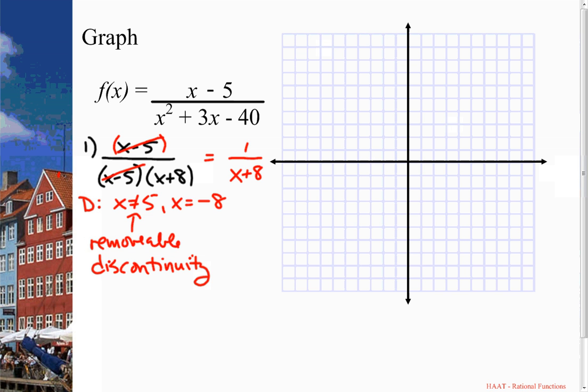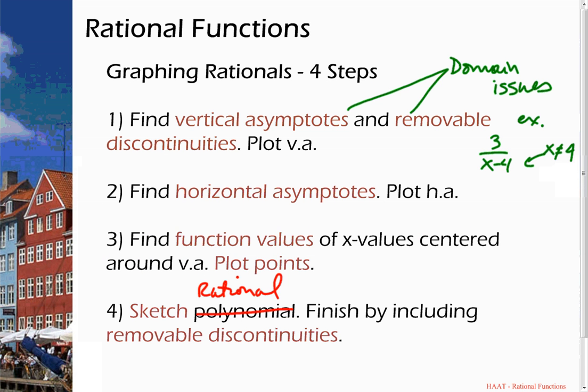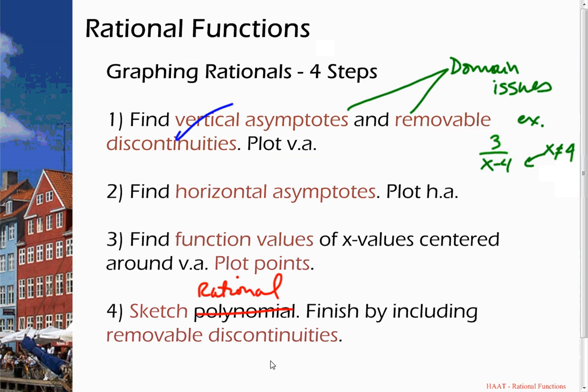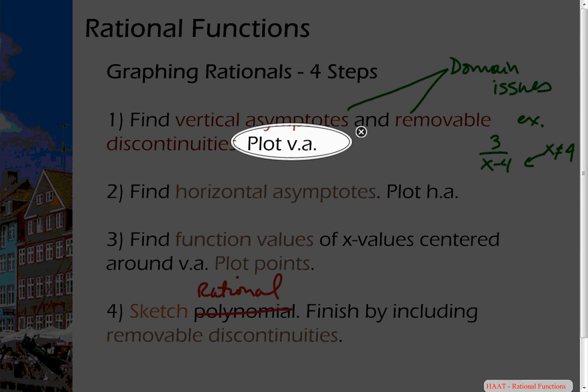The other one is something called a vertical asymptote. We will normally abbreviate this VA. Remember, asymptotes are things that graphs will approach but never actually touch. Now that we have that x minus 8 is my vertical asymptote, if we go back, it says we're going to plot the VA here. So we did this, check, plot the vertical asymptote.